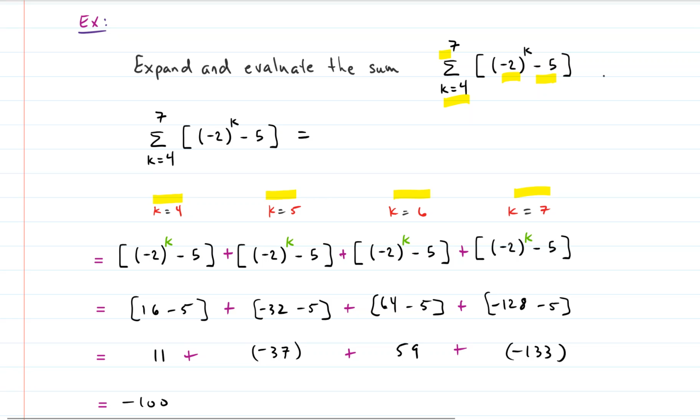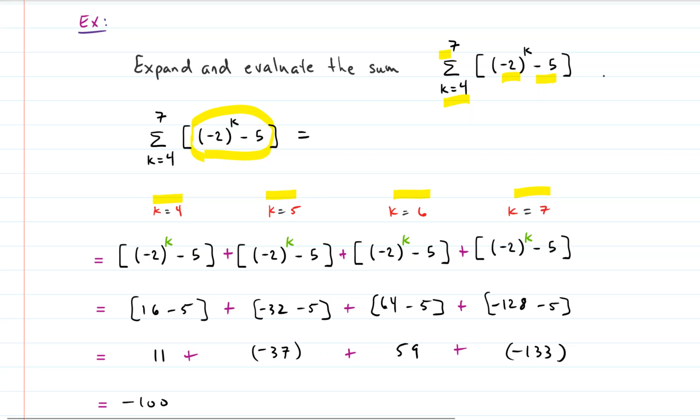Each time we literally just copy and paste the negative 2 to the k minus 5 and plop it in, and then put an addition symbol in between each time. So we're just adding them all up. That's really all we're doing. It's pretty straightforward, right? Once you see what goes on. It looks nasty, but it really is not.